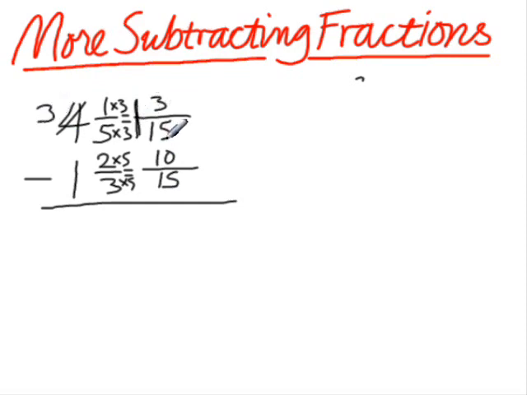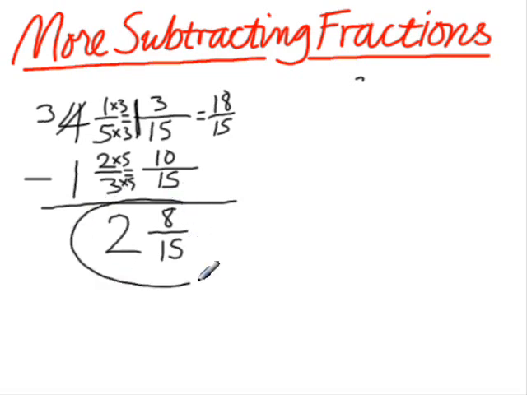1 3/15 is going to give us, well, 3 and 15 is 18. 18/15. 10 from 18 leaves 8. What kind? 15ths. So we have 8/15, and 1 from 3 is 2. Can this answer be simplified, or is it already in its simplest form? Well, there is no number other than 1 that divides evenly into both 8 and 15. So indeed, this answer is in its simplest form.